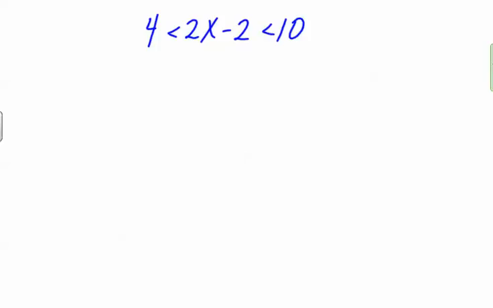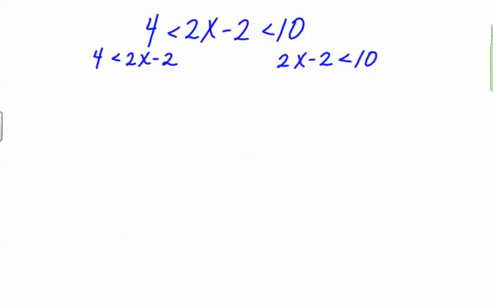Here's an example of an AND compound inequality. Notice that there are two inequality signs, and we can't solve those simultaneously, so we're going to separate this out into two different inequalities. We're going to take this shared expression, 2x minus 2, and pair it with the values on the left and on the right of the compound inequality. So here are the two problems that we need to solve.